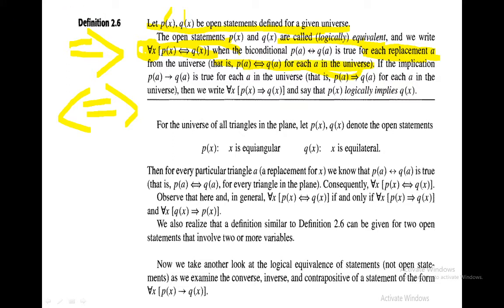When it is true, I can use that with respect to implication. If the implication p of a implies q of a is true for each a in the universe, then p of a logically implies q of a for each a in the universe. We can write that time. See here, when I can say it is logically implies, when the biconditional value is same, it should also be logically equivalent, then only we can tell it is going to be logically implies.